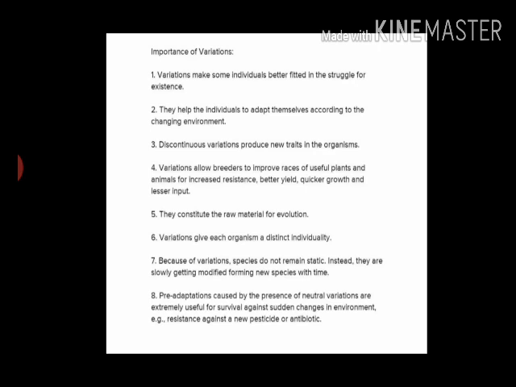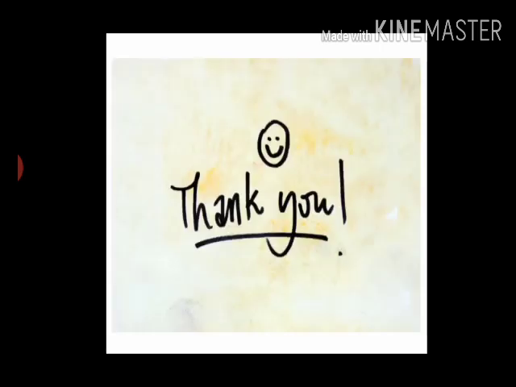Variation gives each organism a distinct individuality. Because of variation, species do not remain static. Instead, they are slowly getting modified, forming new species with time. Pre-adaptation caused by the presence of neutral variations is extremely useful for survival against sudden changes in the environment. Example, resistance against new pesticides or antibiotics. This is the importance of variation.